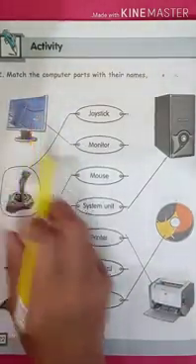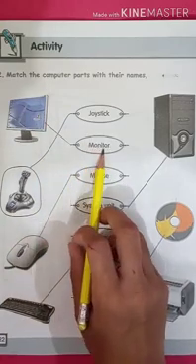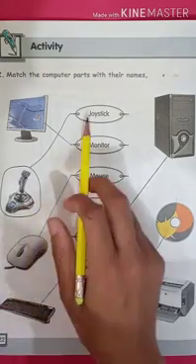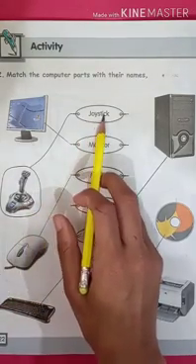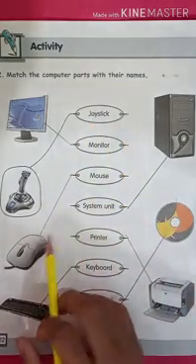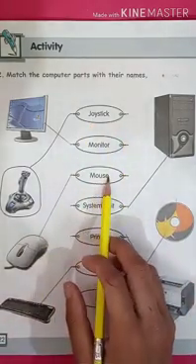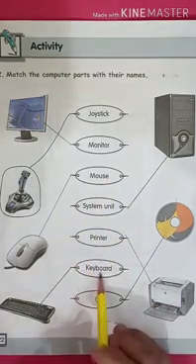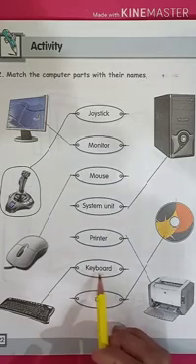Revise with me. The first one is monitor. M-O-N-I-T-O-R, monitor. The next one is joystick. J-O-Y, joy, S-T-I-C-K, stick, joystick. The next one is mouse. M-O-U-S-E, mouse. Keyboard. K-E-Y, key, B-O-A-R-D, board, keyboard.